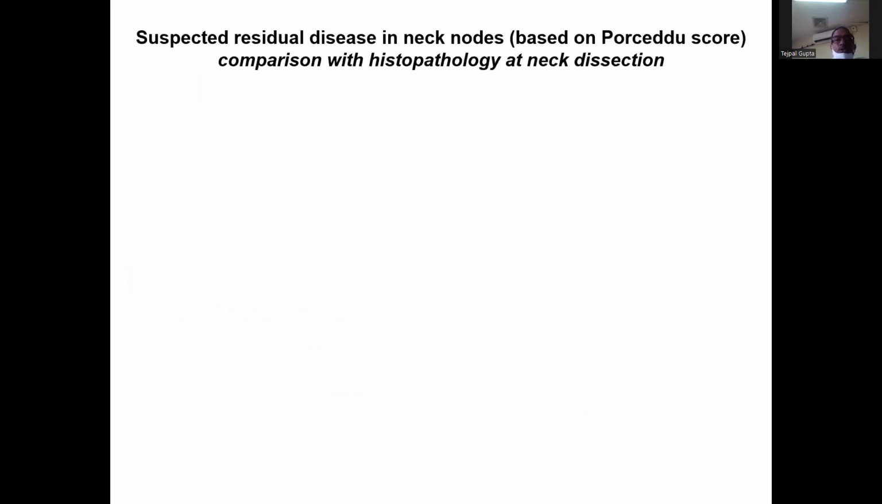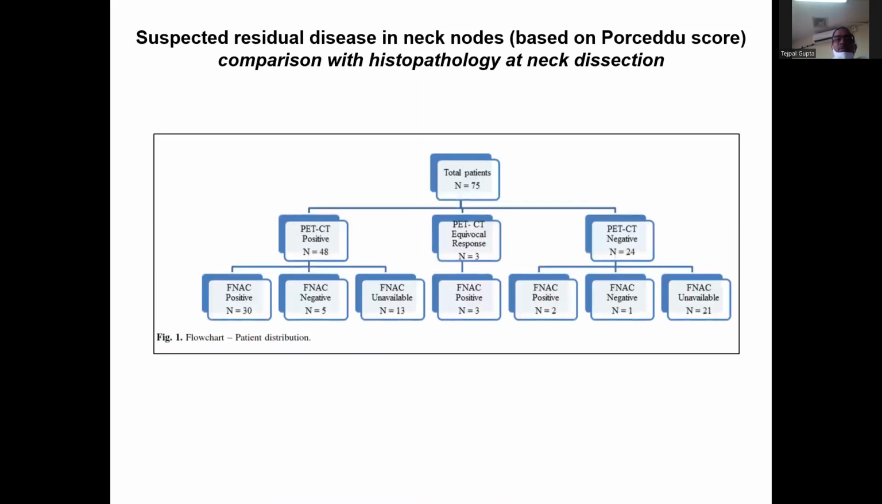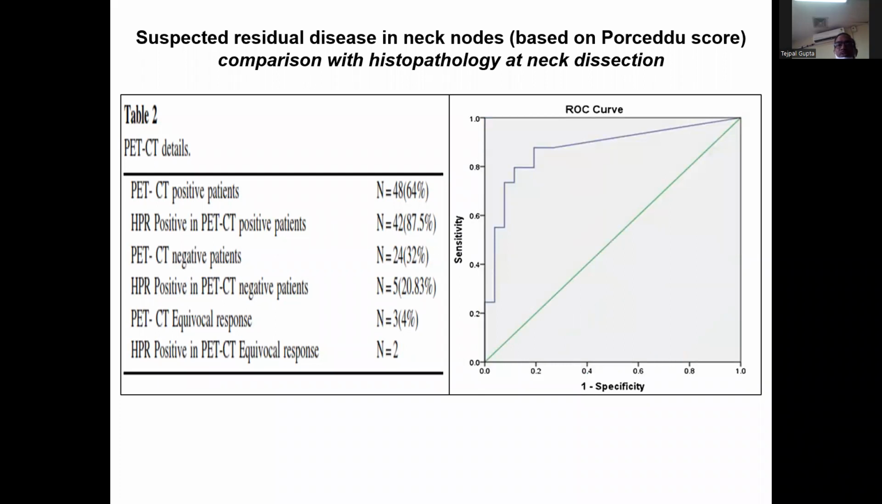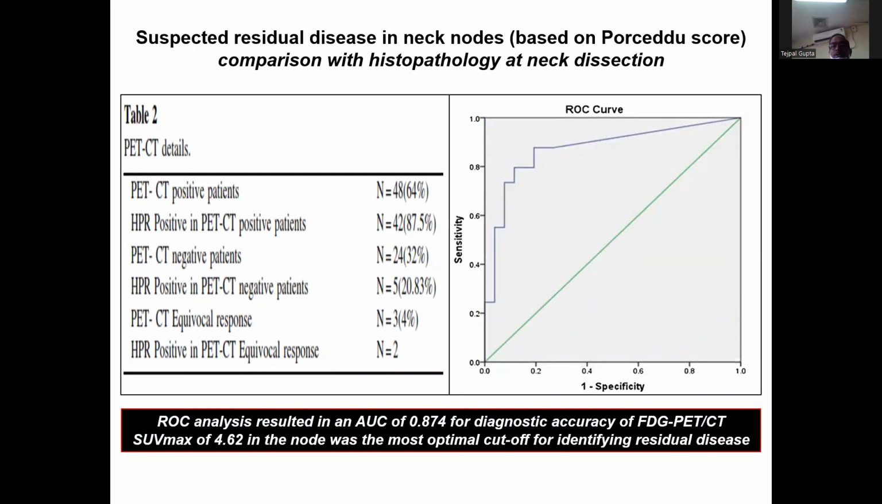This criteria was used for suspected residual disease in the neck nodes. This is a study from Tata Hospital itself, where the comparison was with histopathology at neck dissection. Patients who had undergone neck dissection following an FDG PET CT, the PET CT was scored as positive, equivocal or negative, and then correlated with the findings on neck dissection. So this is the ROC curve. We got an area under the curve of 0.874, which is quite good as far as diagnostic accuracy is concerned.